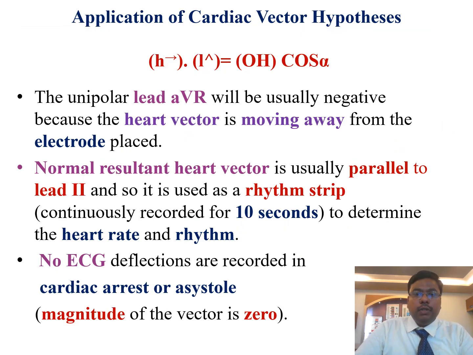So in the application of the cardiac hypothesis, the unipolar lead aVR will usually be negative because the heart vector is moving away from the electrode placed. The normal resultant heart vector is usually parallel to lead 2, and so it is used as a rhythm strip, continuously recorded for 10 seconds to determine the heart rate and rhythm. No ECG deflections are recorded in cardiac arrest or asystole because the magnitude of the vector is 0.